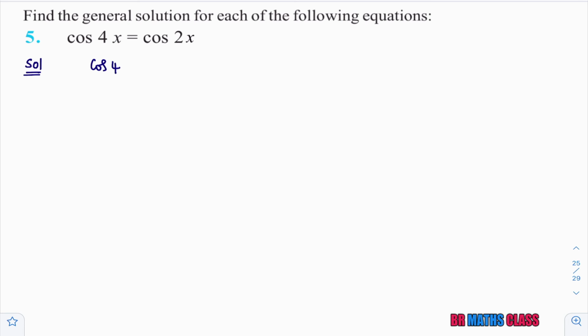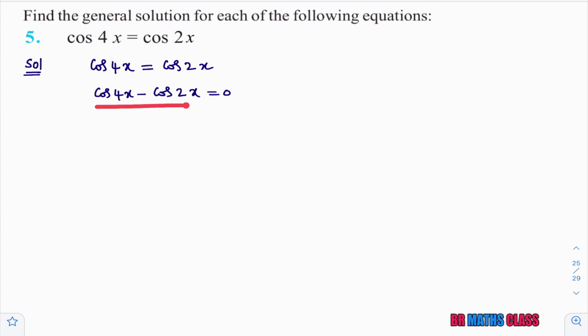What are they given? They are given that cos 4x equals cos 2x. What are they asking us? They are asking us to find the general solution of this trigonometric equation. First, I'll take cos 2x to the left hand side. Then I'll get cos 4x minus cos 2x equal to 0.